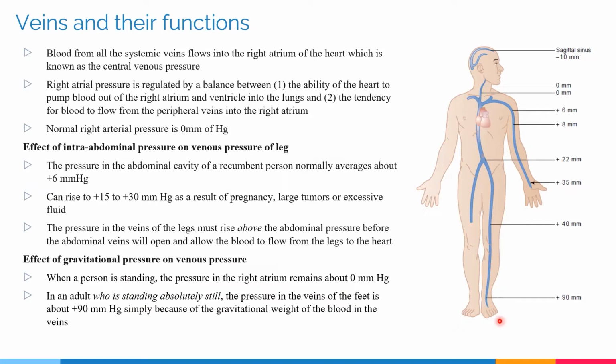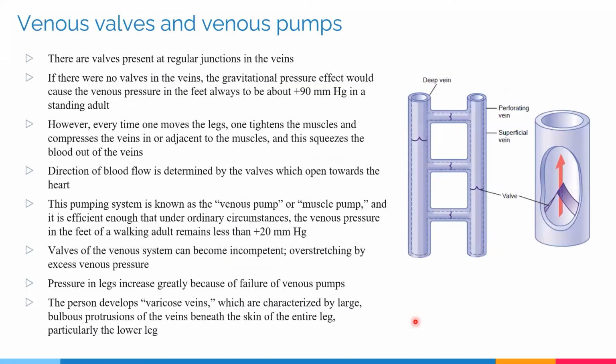At the lowest point in the venous tree, we'll see that the blood above exerts its own weight on the blood below, and thus these veins will have a huge pressure of around 90 millimeters of mercury if a person is standing absolutely still. This is only due to the presence of gravity, and can be debilitating if not removed by any force that is generated in the body. So how is this gravitational pressure removed by the body itself?